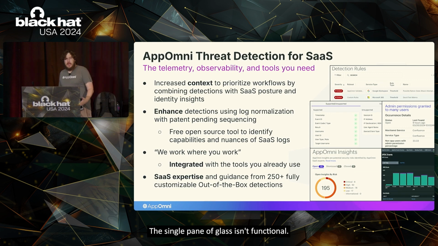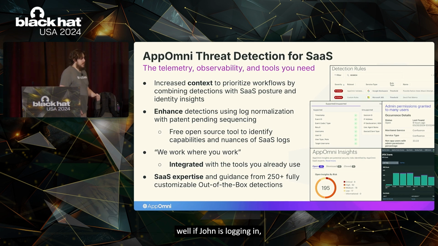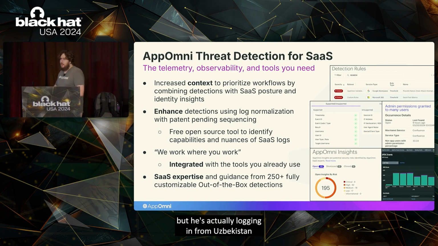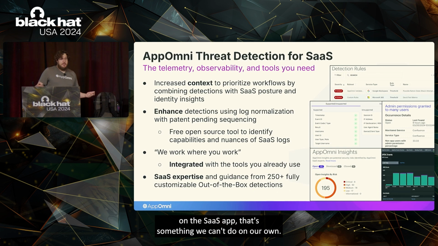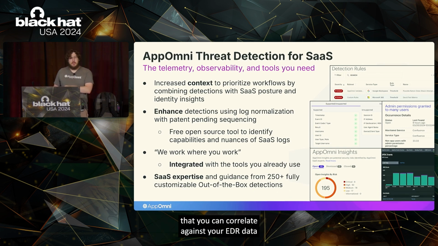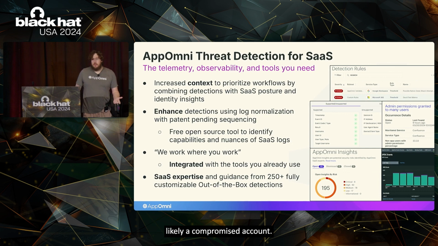The single pane of glass isn't functional. We need that contextual data from, okay, well, if John is on his machine on vacation in Tahiti, but he's actually logging in from Uzbekistan on the SaaS app, that's something we can't do on our own. But we can provide you that telemetry from the SaaS app that you can correlate against your EDR data. And boom, now you have likely an incident, likely a compromised account.